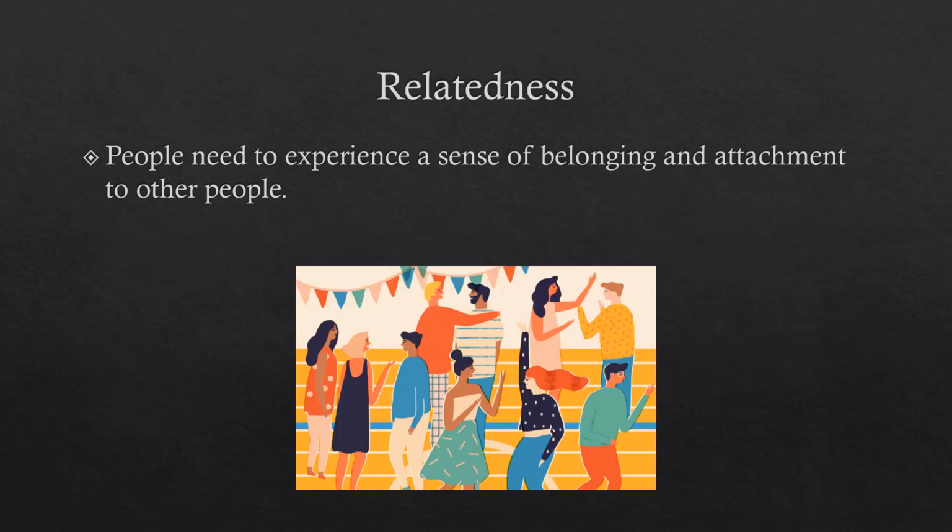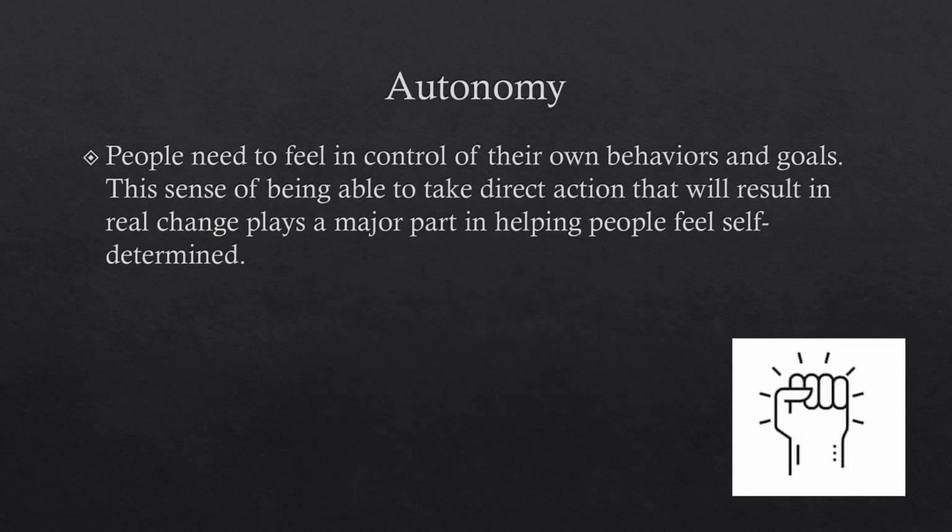Relatedness. People need to experience a sense of belonging and attachment to other people, and this can be in any type of social setting. It can be family, friends, your coworkers, or your peers. If you don't feel like you belong or you feel like an outsider, you're going to be less motivated. The final construct, autonomy. People need to feel in control of their own behaviors and goals. This sense of being able to take direct action that will result in real change plays a major part in helping people feel self-determined. If you do not feel like you have control or any choice over your actions, then you're probably going to be less likely to initiate a behavior change.